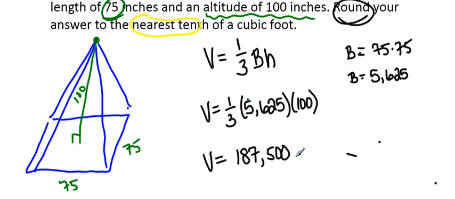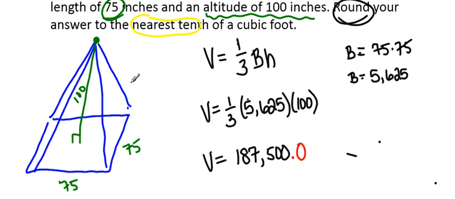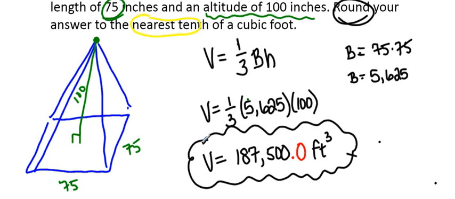Now that said, it tells me in the problem to round to the nearest tenth. That's a little bit silly because our answer is a whole number, but because it says round to the nearest tenth, I'm going to follow directions and round to the nearest tenth. And of course, this dimension is measured in cubic feet. So I'm either going to make it cubic feet or feet to the 3rd power. All right, so there's number 1.